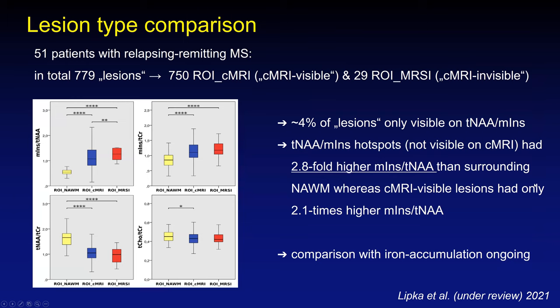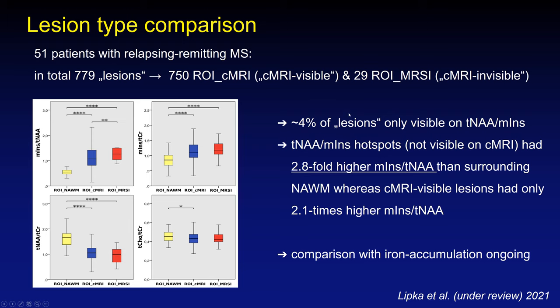We have therefore looked into our database of multiple sclerosis patient scans, and we selected a subgroup of 51 patients with relapsing remitting MS. In these, for the single slice that we measured and investigated with MRSI, we identified 779 lesions. But the interesting thing was that only about 750 of those were also visible on conventional MRI, and we had 29 cases where we see some hotspots on the total minus-to-NAA ratio maps that were not visible on the conventional MRI. These are approximately 4% of the hotspots. Maybe it's not good to call them lesions, but it's an interesting observation.